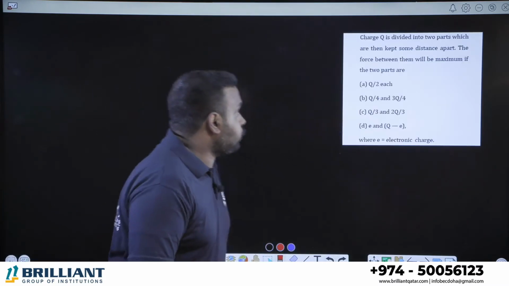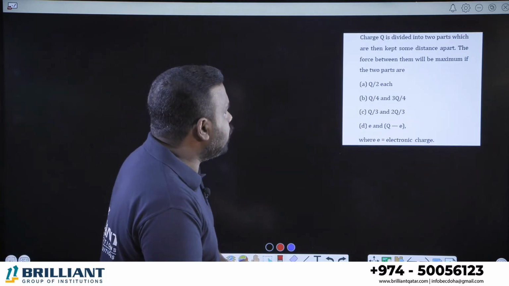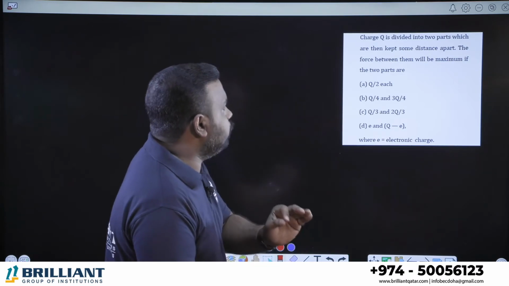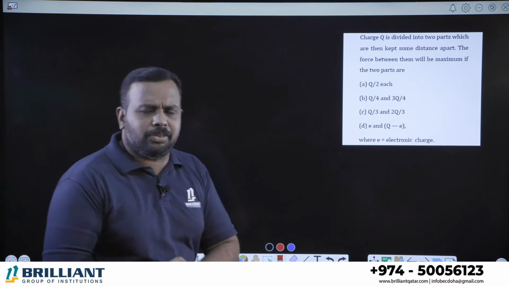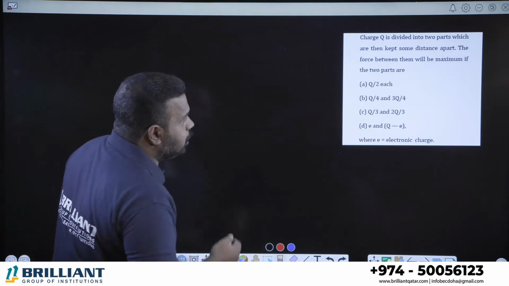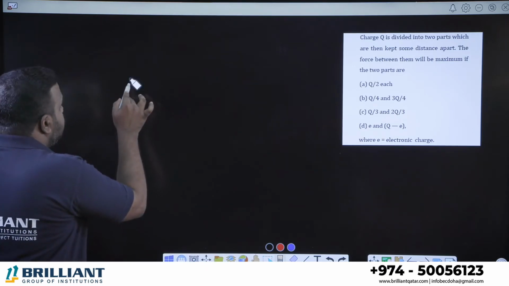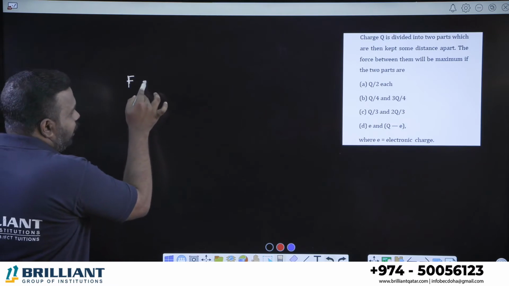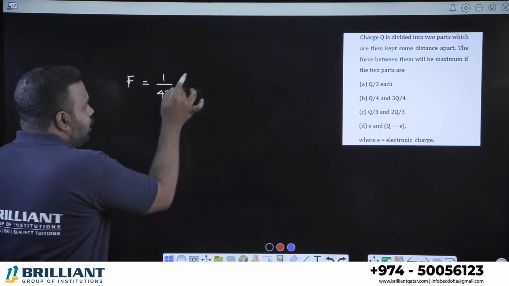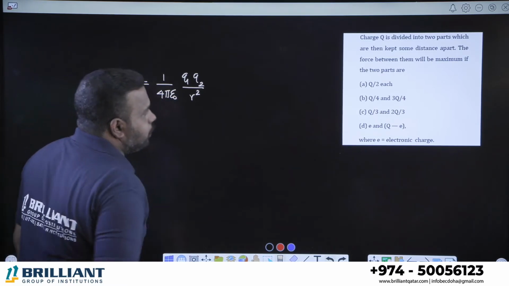Okay. Now, next question. Look at this. A charge Q is divided into two parts which are then kept some distance apart. The force between them will be maximum if the two parts are. It's a very simple question. Listen, all of you. There are two charges. Charge Q is divided into two parts, right? So let's go to the formula for the force. You know Coulomb's law, right? F is equal to 1 by 4 pi epsilon naught Q1 Q2 divided by R square.